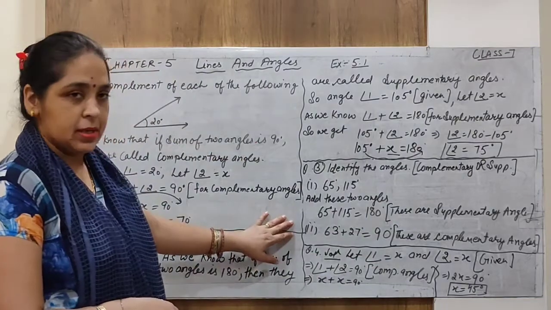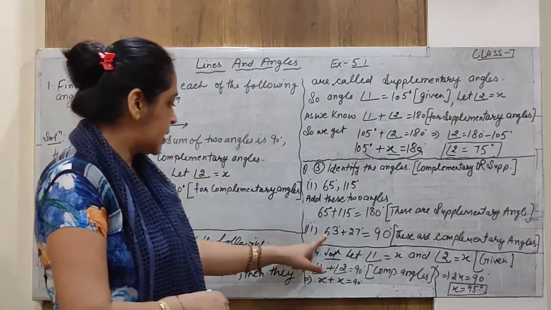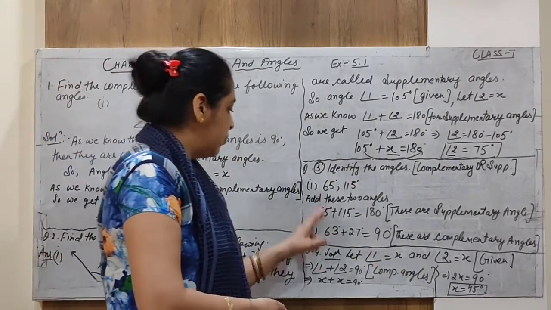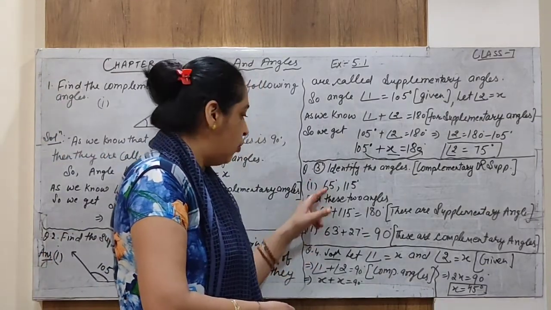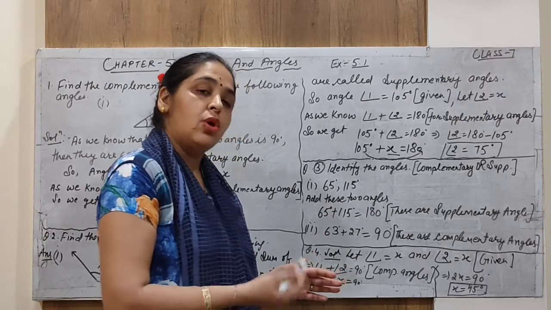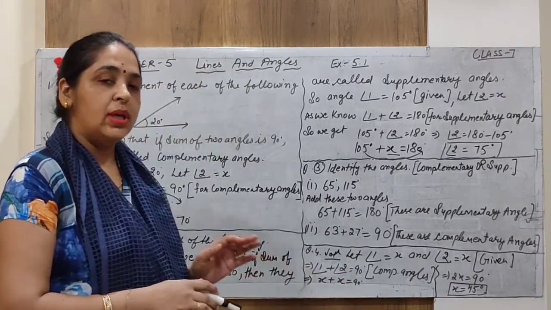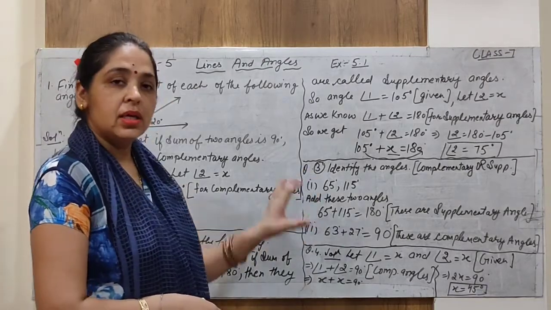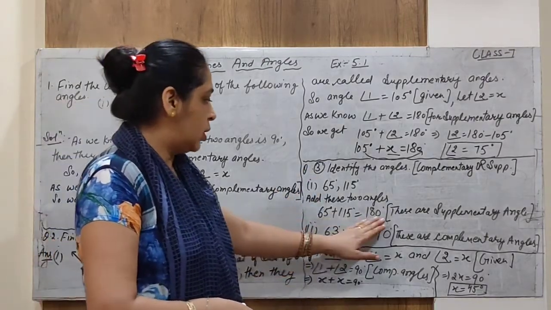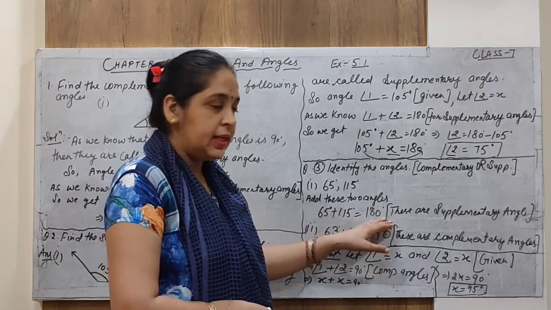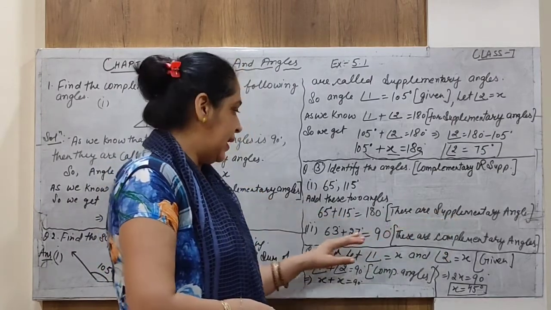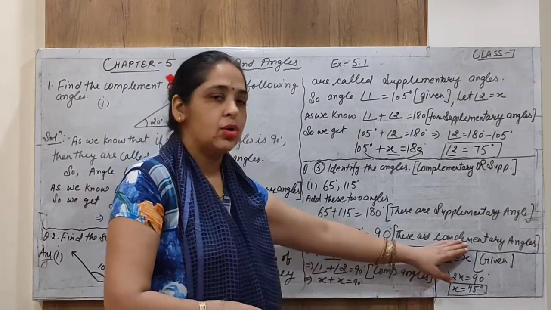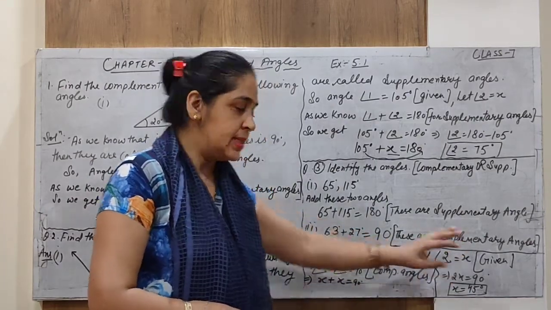Now, the second part, in which the pair is 63 plus 27. We must add these angles. How do we find out whether any pair is complementary or supplementary? We can find out only with the help of the addition. Add the given pair. If the sum is 180, then they are supplementary angles, and if the sum of these two angles is 90, they are complementary angles.